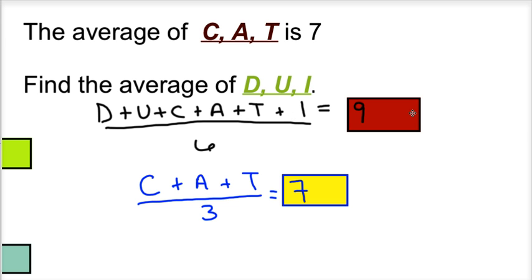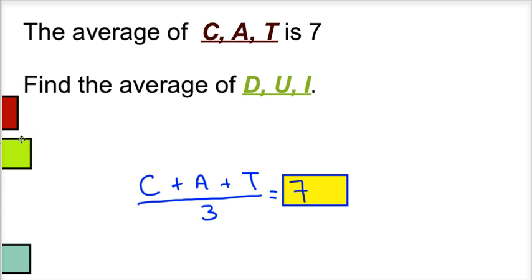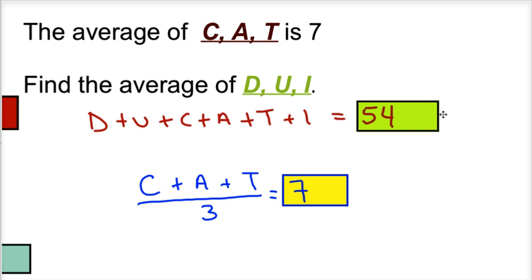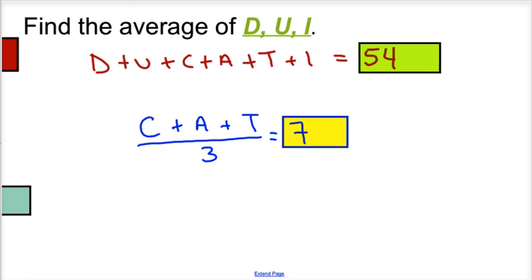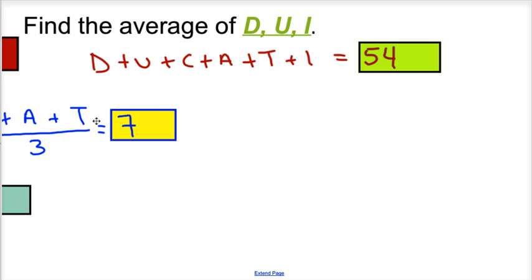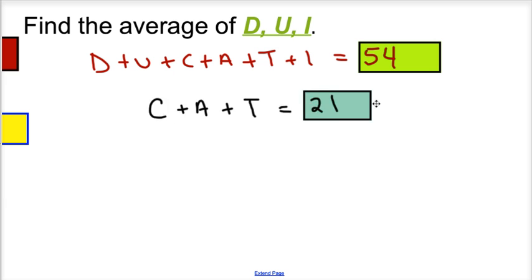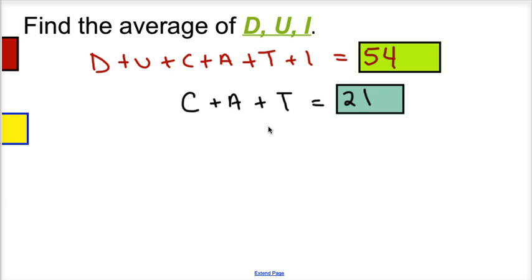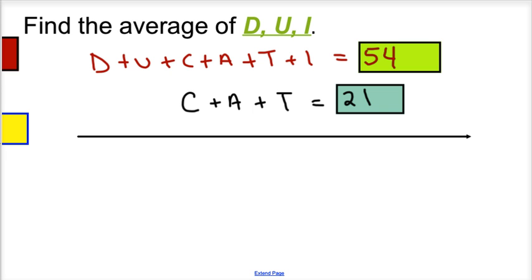Multiply by 6. So if I multiply both sides by 6, DUCATI is equal to 54. How do I find the total of CAT? You multiply by 3. Good. Multiply both sides by 3, and now I see that CAT is equal to 21. Almost there. Now what? Now I only want just DUI. Now what do I do?